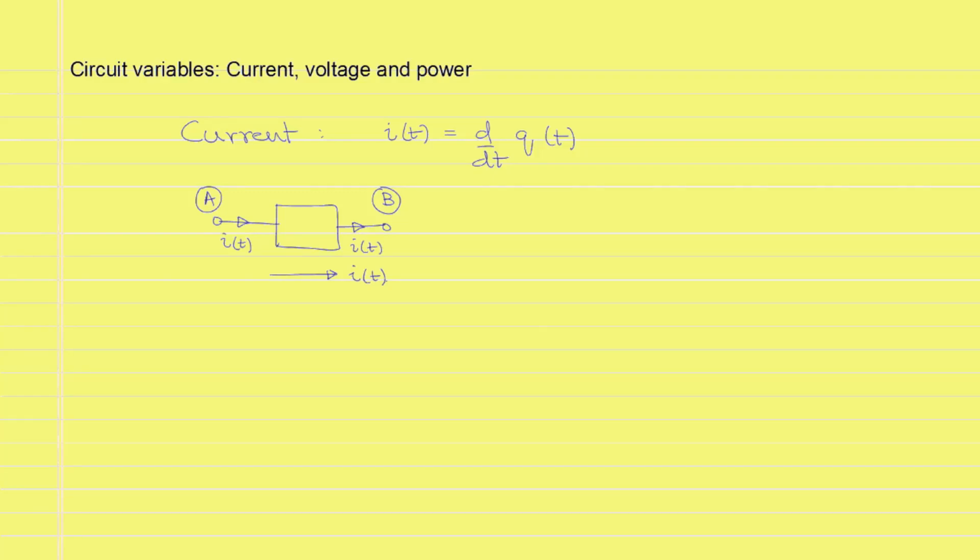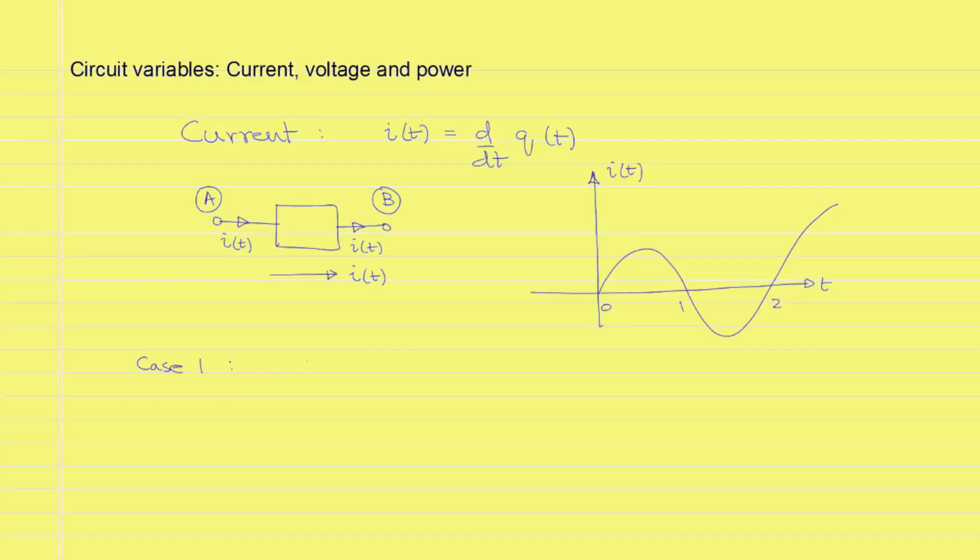This direction of the current is called the reference direction, which is that we are making an assumption that the current is flowing from A to B. The actual value of I of t may be positive or negative, and if we have a graph for I of t which may have a shape like this, between 0 and 1 second it is positive, and between 1 and 2 seconds it is negative. So what this means is that we can break up into two cases.